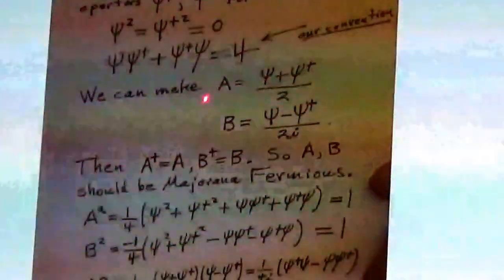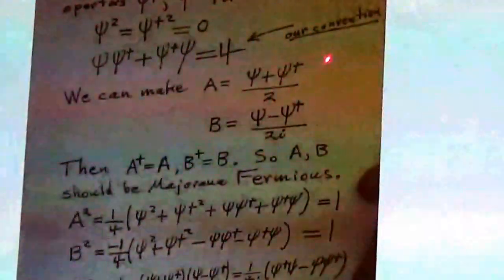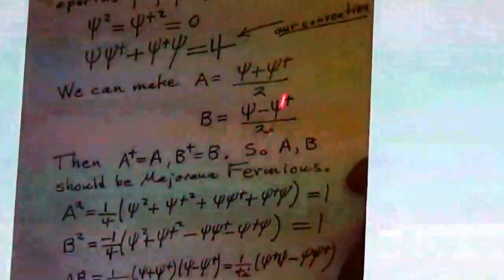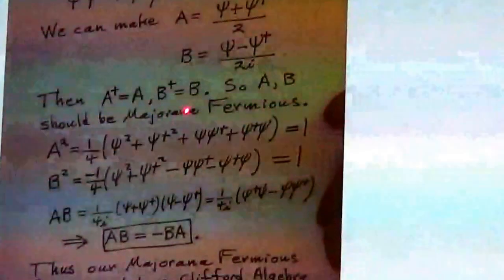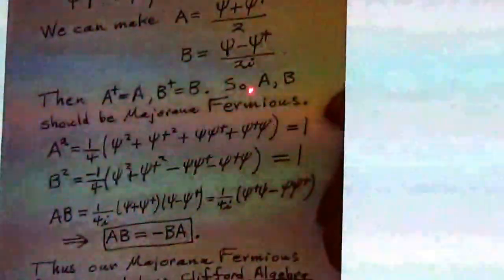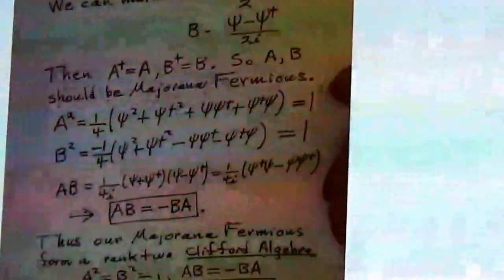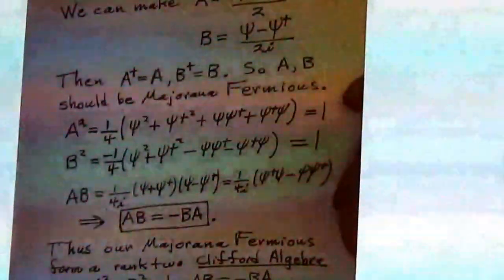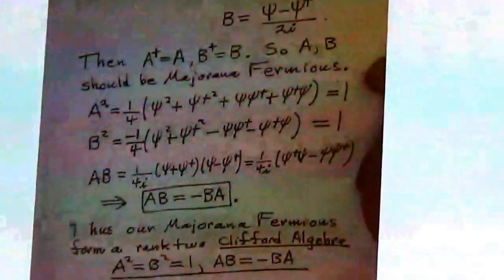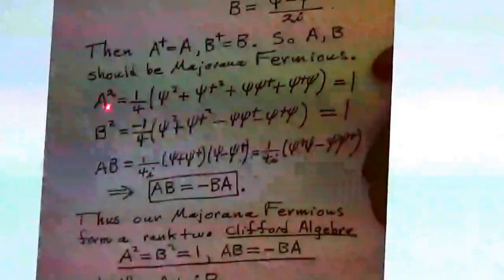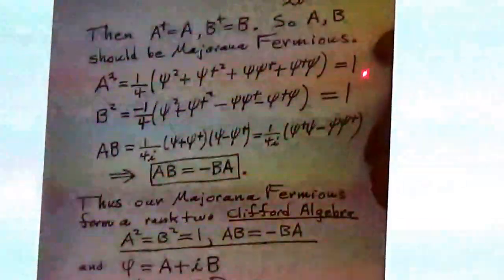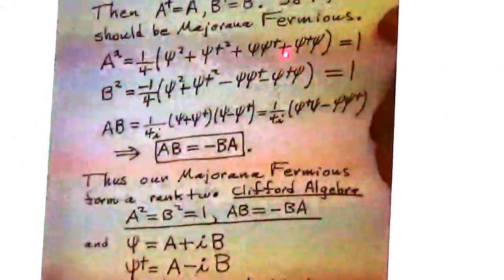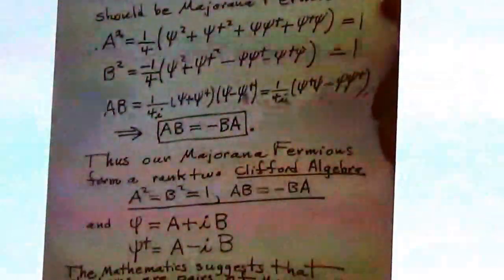I can symmetrize by taking psi plus psi dagger, or psi minus psi dagger over i. And in both cases, A dagger is equal to A and B dagger is equal to B. So A and B being equal to their own antiparticles should be Majorana fermions. I'm not making the identification of operator and particle, pardon me. And you can check that A squared is equal to 1 and B squared is equal to 1 on the basis of the commutation relations up here.